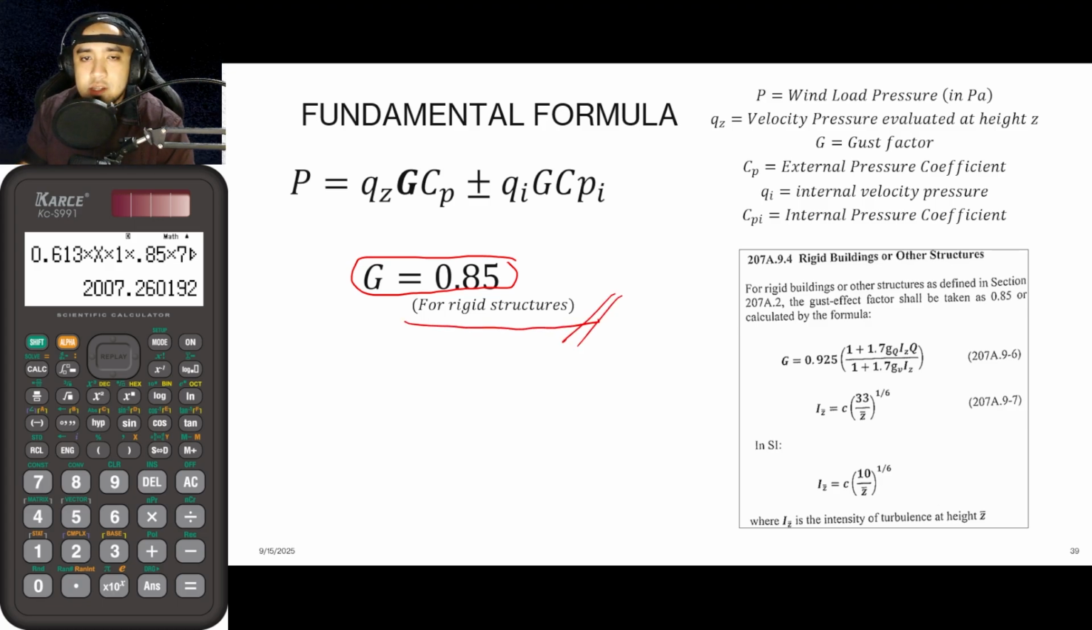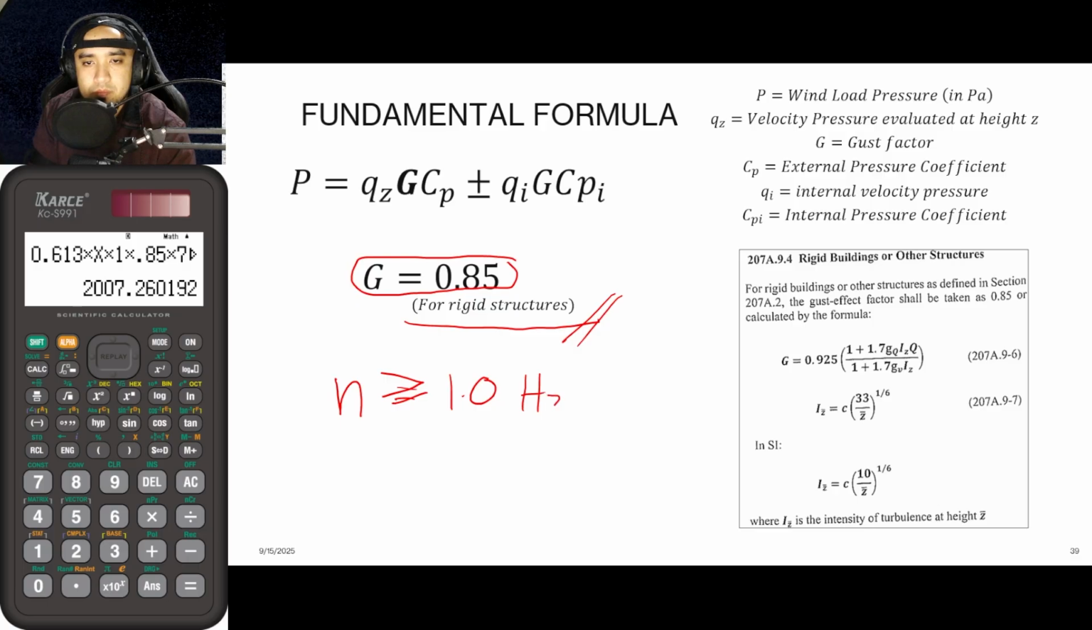So when we say rigid structures, these are structures which have a natural frequency of greater than or equal to 1.0 hertz. So yan po, dapat po mas mataas sa 1 hertz yung frequency niya. What that means is the minimum number of vibrations for every 1 second. So when we say hertz, this is vibes or vibrations per second.